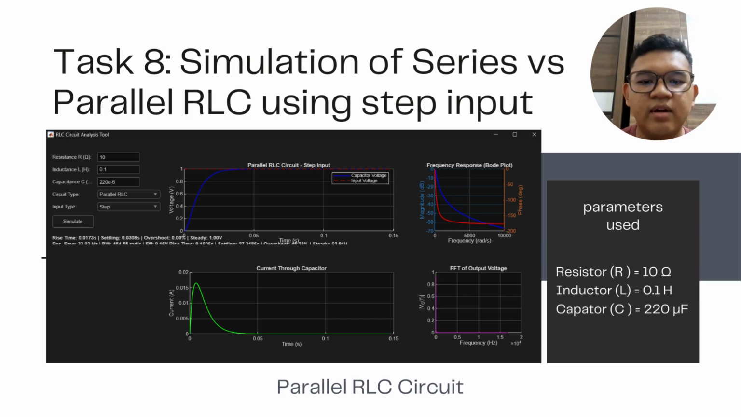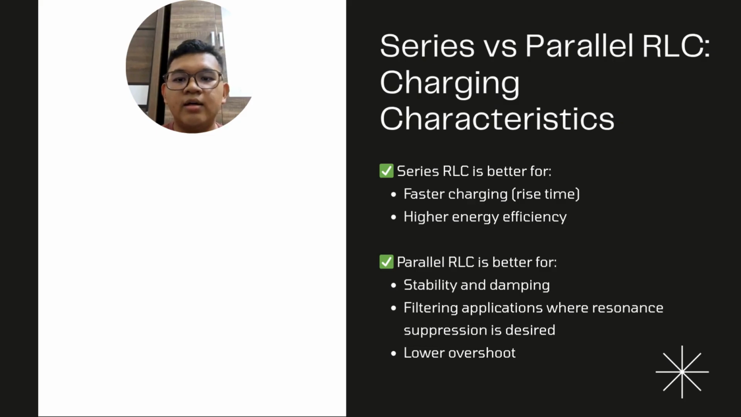Like you guys can see, same goes for the series RLC circuit and parallel circuit. We compile the following parameters from the output waveforms, which are rise time, settling time, overshoot, and steady state value of the capacitor voltage. Firstly, for the series RLC circuit, the capacitor charges faster with a shorter rise time but shows some overshoot and oscillations, especially if underdamped. This is typically due to the resonance behavior when L and C interact with low resistance.